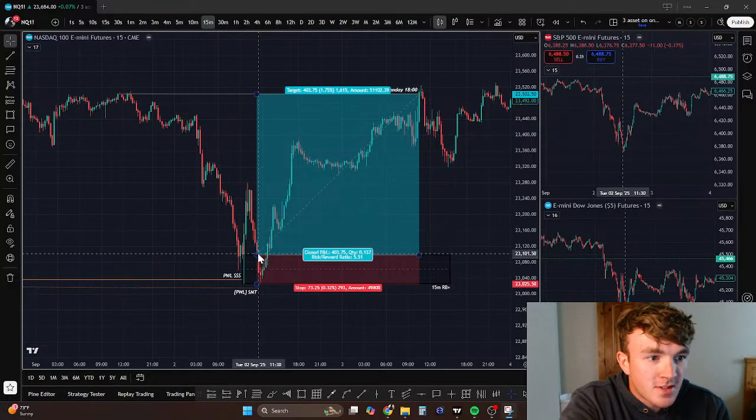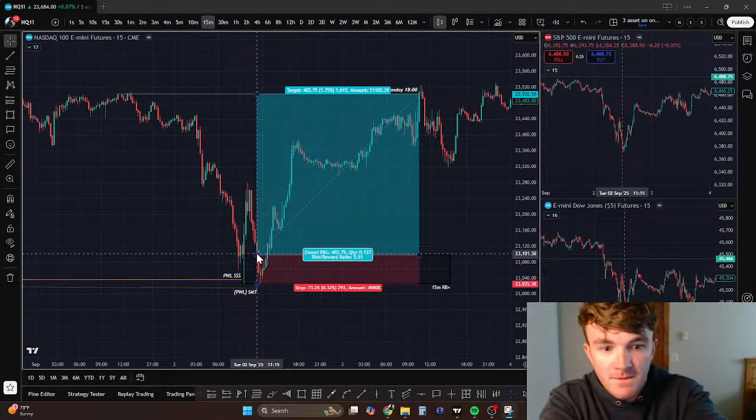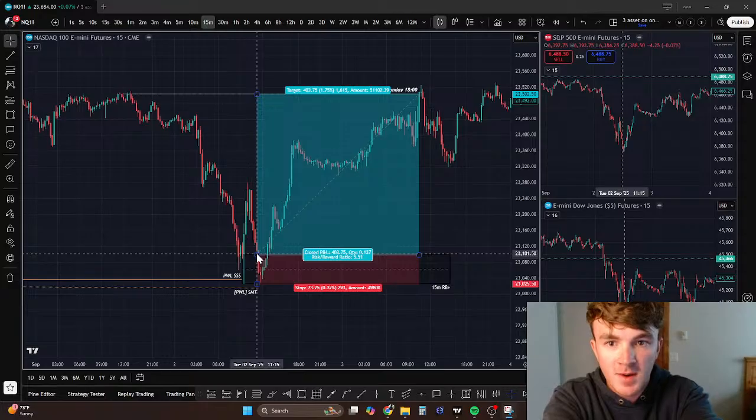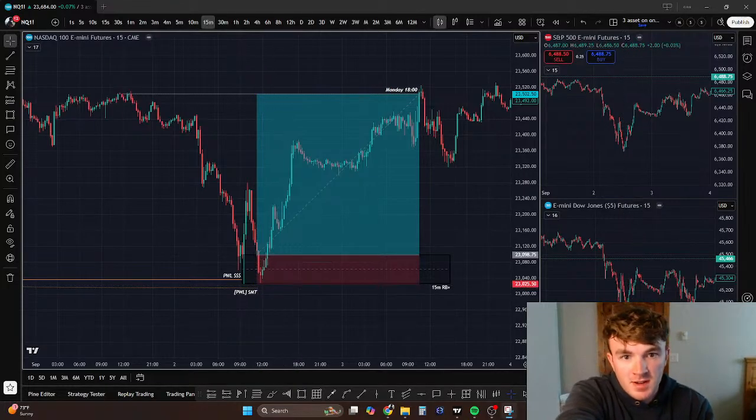So let's go ahead and screenshot this. This is a 11:15 Phoenix model on the 15-minute, right? Using a 15-minute rejection block.